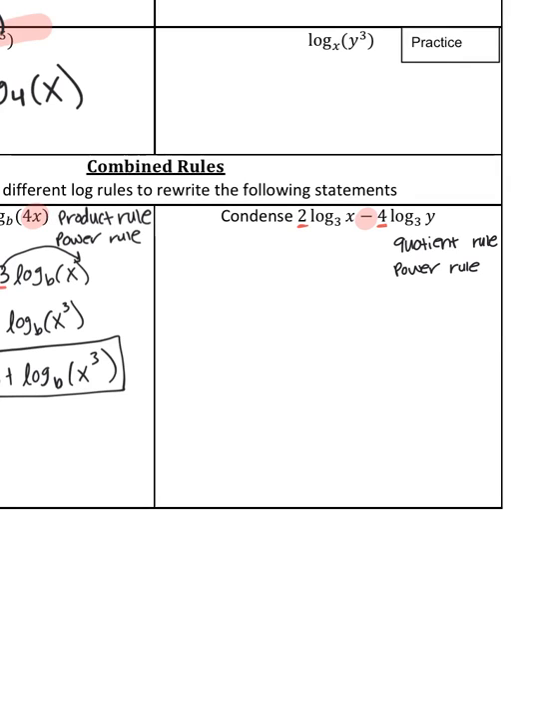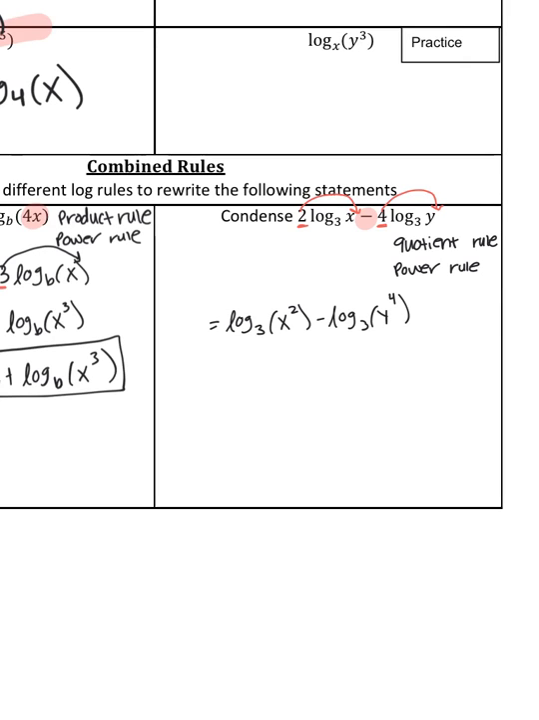Okay, I'm going to use the power rule first. So I'm going to move the 2 up into the exponent and the 4 up into the exponent. So I've got log base 3 of x squared minus log base 3 of y to the 4th power.